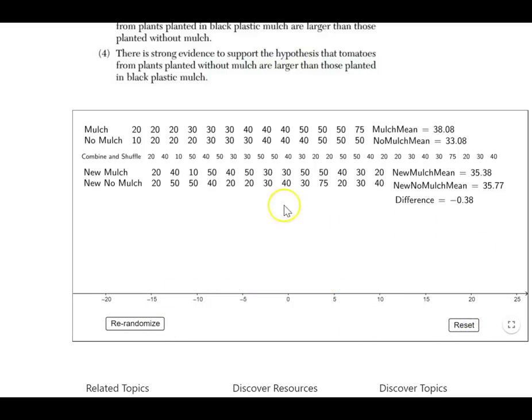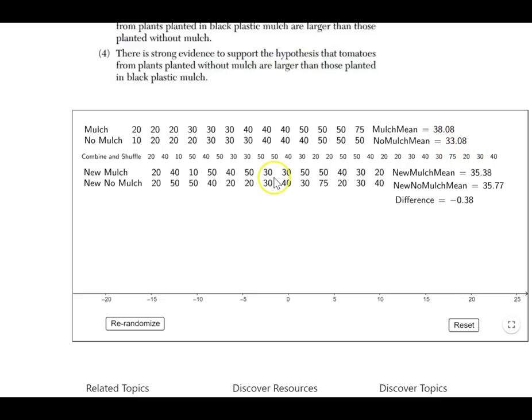Okay, so basically what they found is that there's tomatoes that were grown in a special mulch and they had a mean weight of 38.08. Then there were tomatoes grown in not a special mulch and their mean weight was 33.08. So their observed difference is 5.